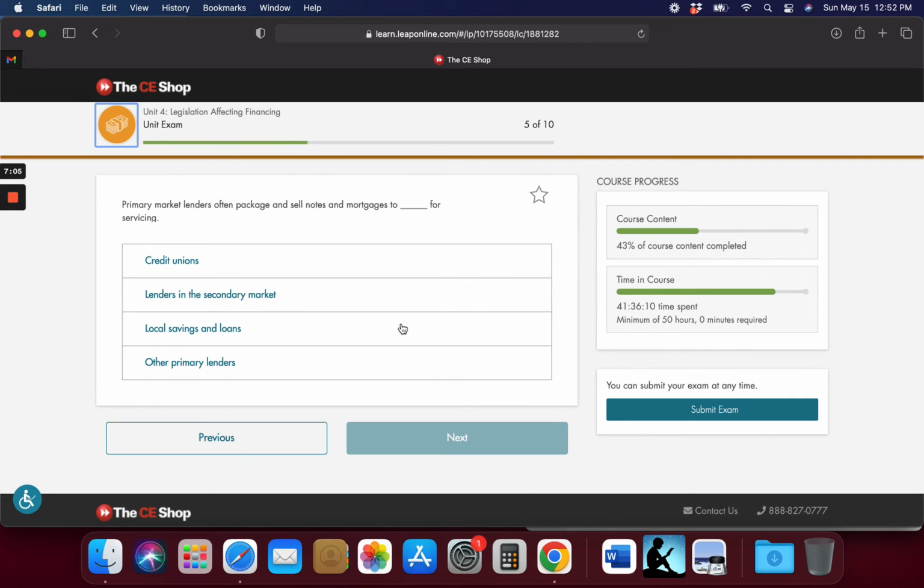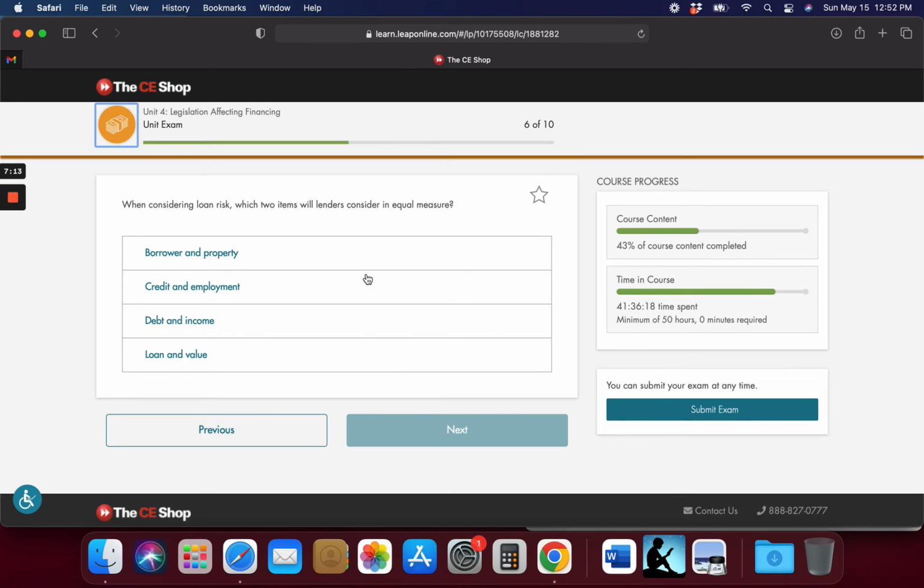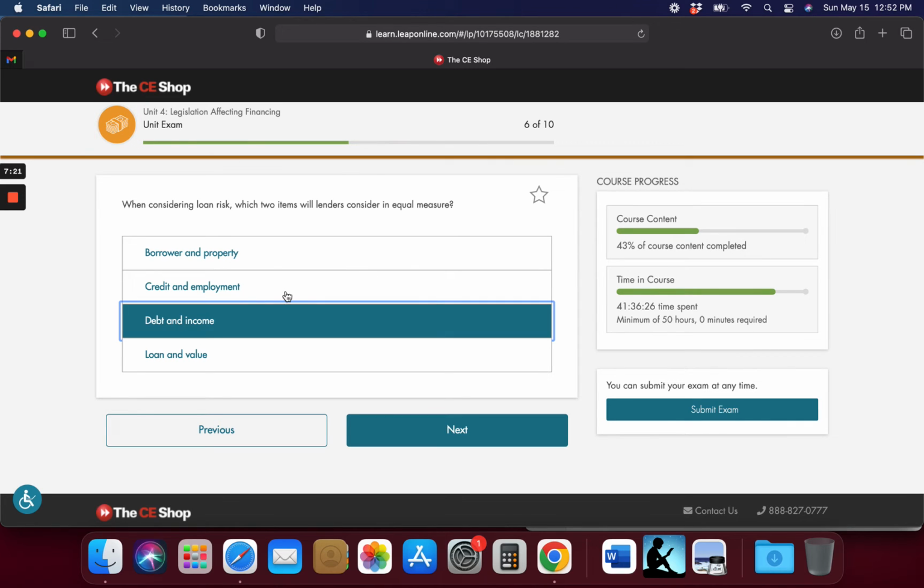Prime market lenders often package and sell notes and mortgages to lenders in the secondary market. When considering loan risk, which 2 items will lenders consider in equal measure? This is a tricky one because it could be loan and value. Oh, if it wasn't this one, I want to say that one.